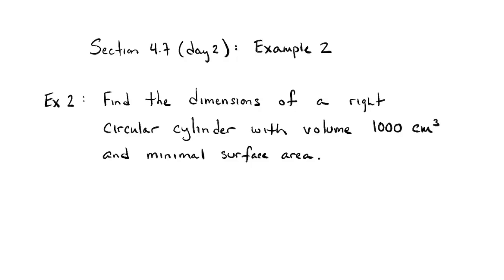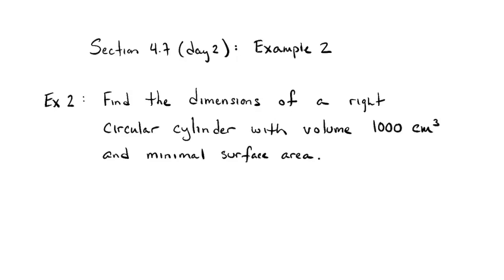We're going to do a second example from section 4.7. This one's going to involve some three-dimensional geometries and three-dimensional shapes. In particular, we want to find the dimensions. That's going to be the question: the dimensions of the right circular cylinder with a fixed volume of 1,000 cubic centimeters, or 1 liter if you prefer, and its surface area is minimal.